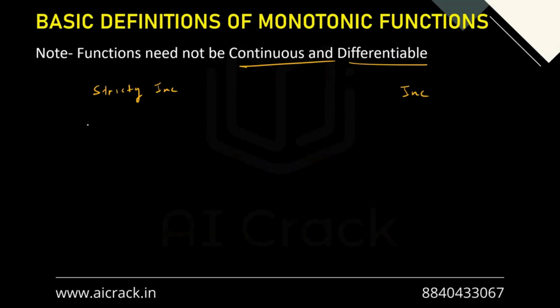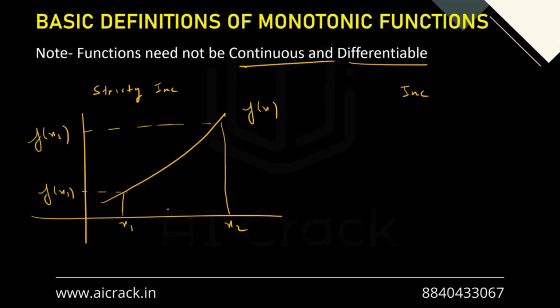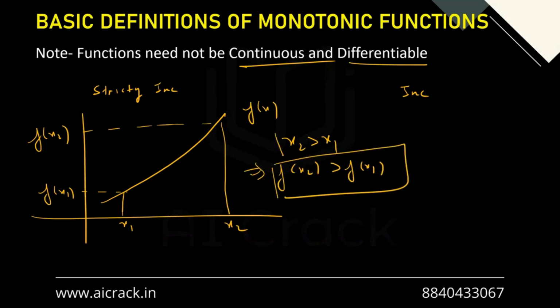If we talk about strictly increasing, the graph would look something like this. This point is, let's say, x1, and this point is x2, and the function is f(x). So this is f(x1), and this comes out to be f(x2). Given that x2 is bigger than x1, we can imply that f(x2) is bigger than f(x1). So this is the property of strictly increasing functions: if x2 is bigger than x1, then f(x2) is also bigger than f(x1), right? That's the main property to define strictly increasing functions. You have to remember that.